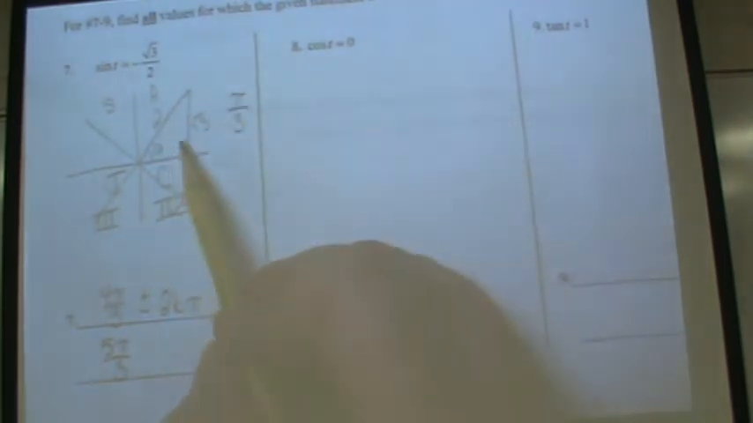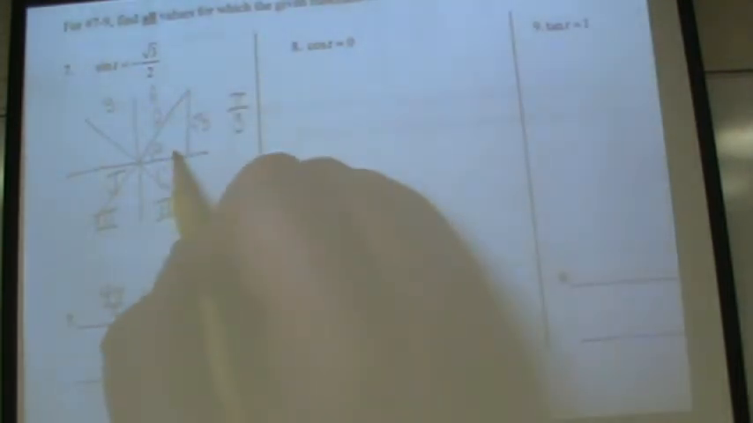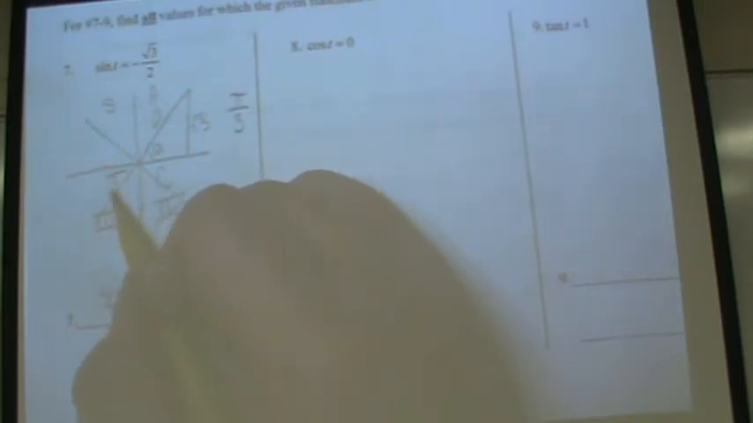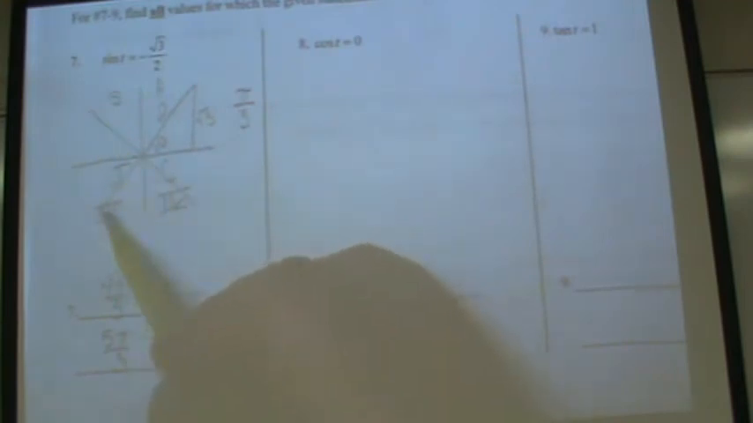So you have pi over 3, 2 pi over 3, 3 over 3 would be pi here. Yeah, 4 over 3, and that's 5 over 3. It's weird how you have to look at it here, but basically you're breaking it into thirds.